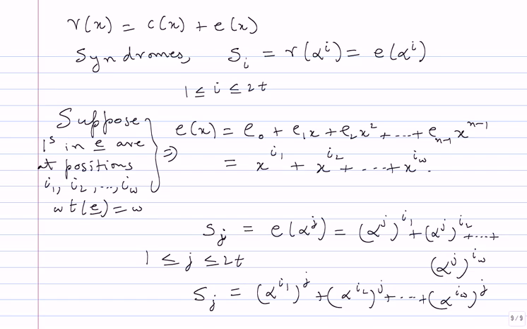So that's why one of the first steps people take is to introduce what are called error locators. I'll say capital X_L is alpha power i sub L, for L between 1 and W. Once I do that, I can write my syndromes.